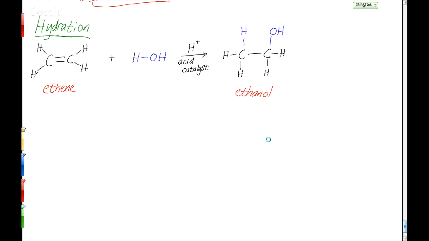All right, so that's that. This can get a little bit more complicated in that we no longer have a symmetrical thing adding to the double bond. Before we had H and H, so it didn't really matter which went where. Here we have H and OH, so if that original alkene is not symmetric, it's going to make a difference.